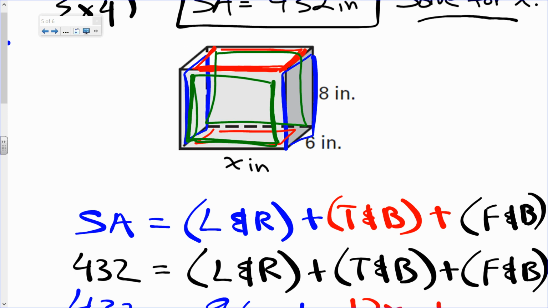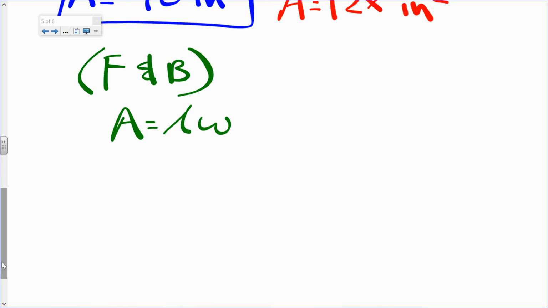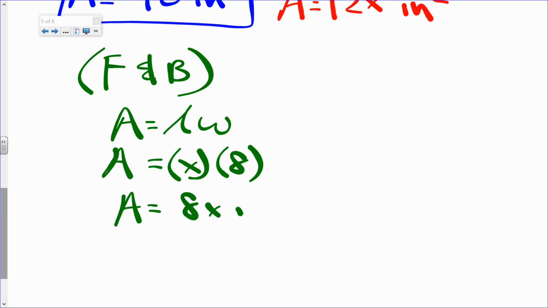So look at the front face. I have it in green right here. What is the length of the front face? This length is X. This is the width here. Here's the length, that's X. The width would be what? 8. This would be X times 8. Length is X. Width is 8. So the area then is 8x square inches. There's 2 of those, though.